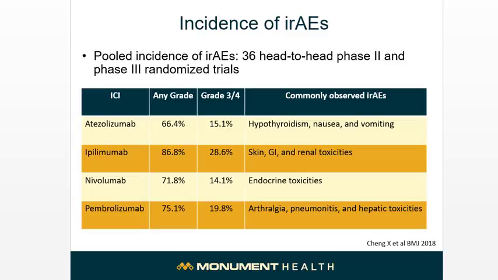Here we can see the incidence of irAEs. This was a pooling of data of 36 head-to-head phase 2 and phase 3 randomized trials. Broken down by specific agents, we can see the any grade reactions as well as more severe grade 3 or grade 4 events. As we can see here, ipilimumab has the greatest incidence of any grade or grade 3 or 4 irAEs, followed by pembrolizumab, nivolumab, and atezolizumab, and then again, most commonly going to be affecting the skin, GI, as well as pulmonary for pembrolizumab.